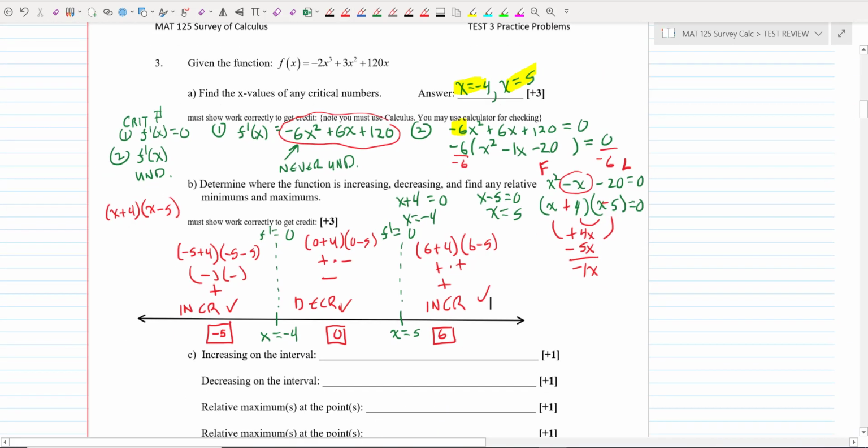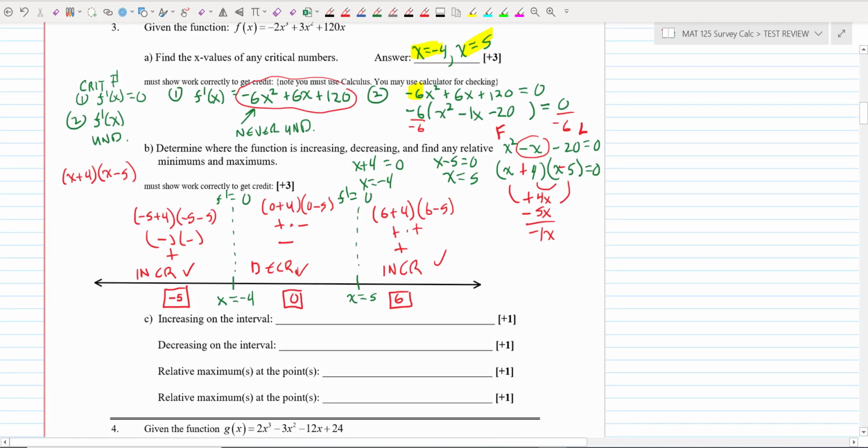Okay, so the sign chart answers the rest of these questions for you. So basically what we found is we increase here and here. So we write that in interval notation. So that will be -infinity to -4. Again, use your critical numbers, not those test values. And then 5 to infinity. So that's where you're increasing. Okay, decreasing is between -4 and 5. So we write that like that. That's where the function is decreasing.